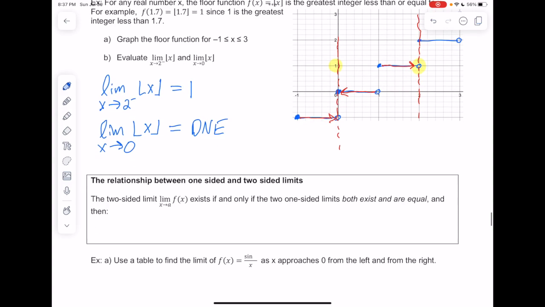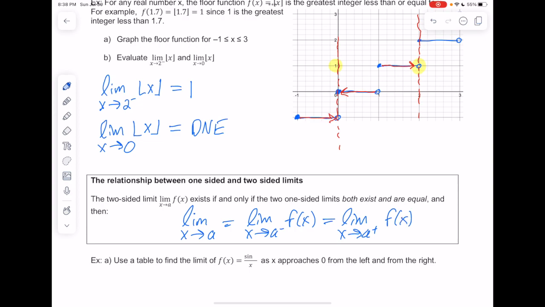So just to summarize that last idea, the relationship between one-sided and two-sided limits. The two-sided limit, x approaches a with no plus or minus written on it, of f of x exists if and only if the one-sided limits both exist and are equal. And in that case, the limit as x approaches a would be equal to the limit as x approaches a from the left of f of x, and the limit as x approaches a from the right of f of x, and that's f of x in all three parts, so I'll squeeze an f of x in right there.